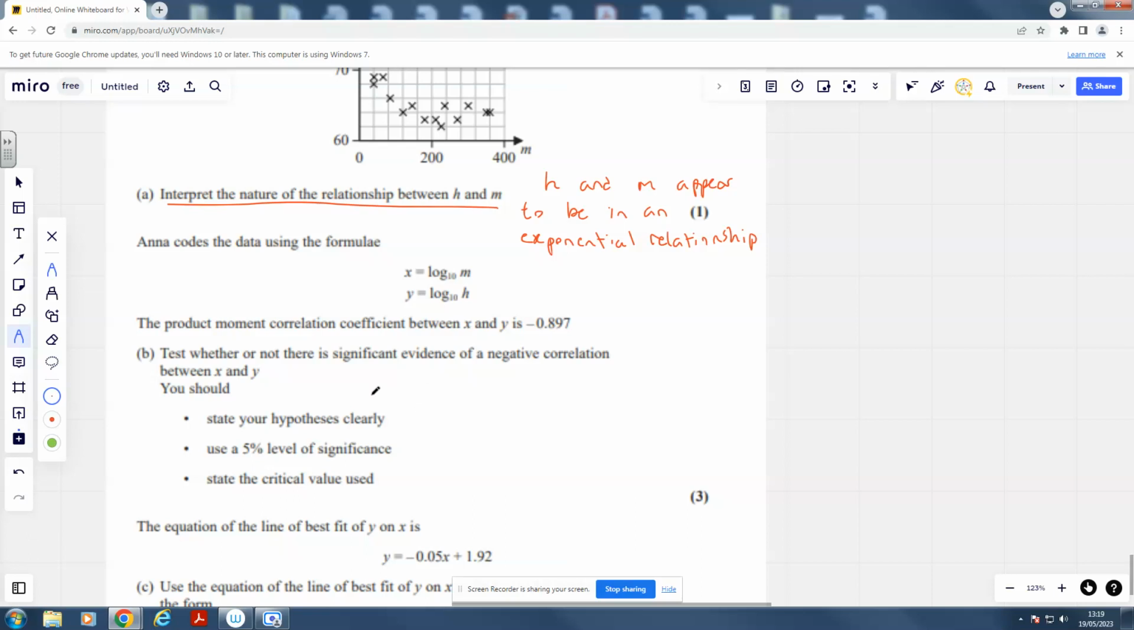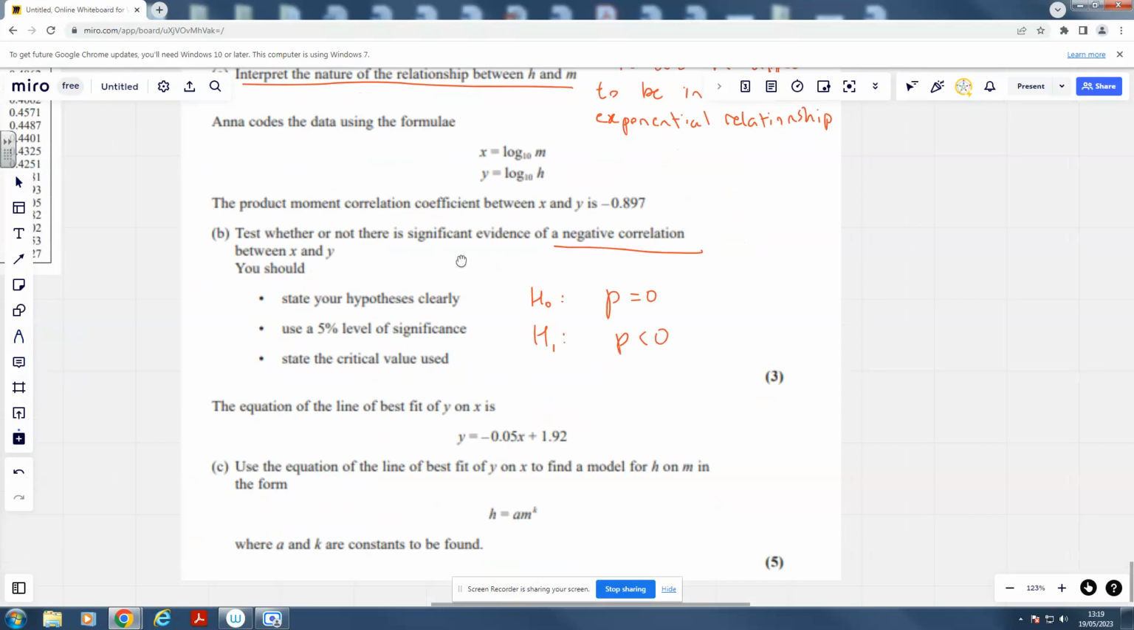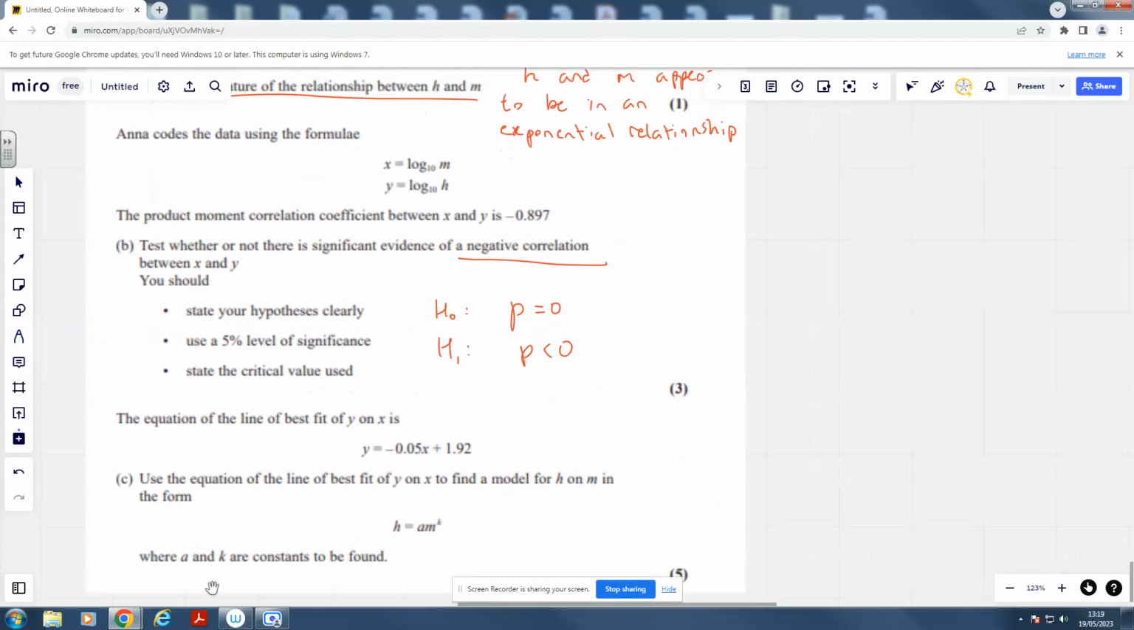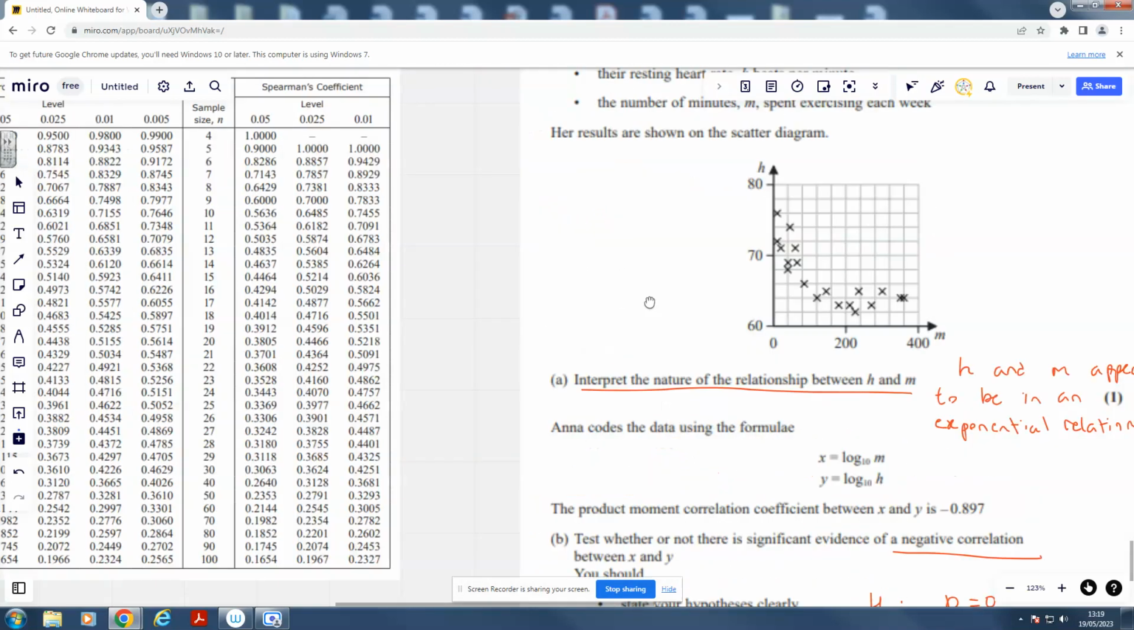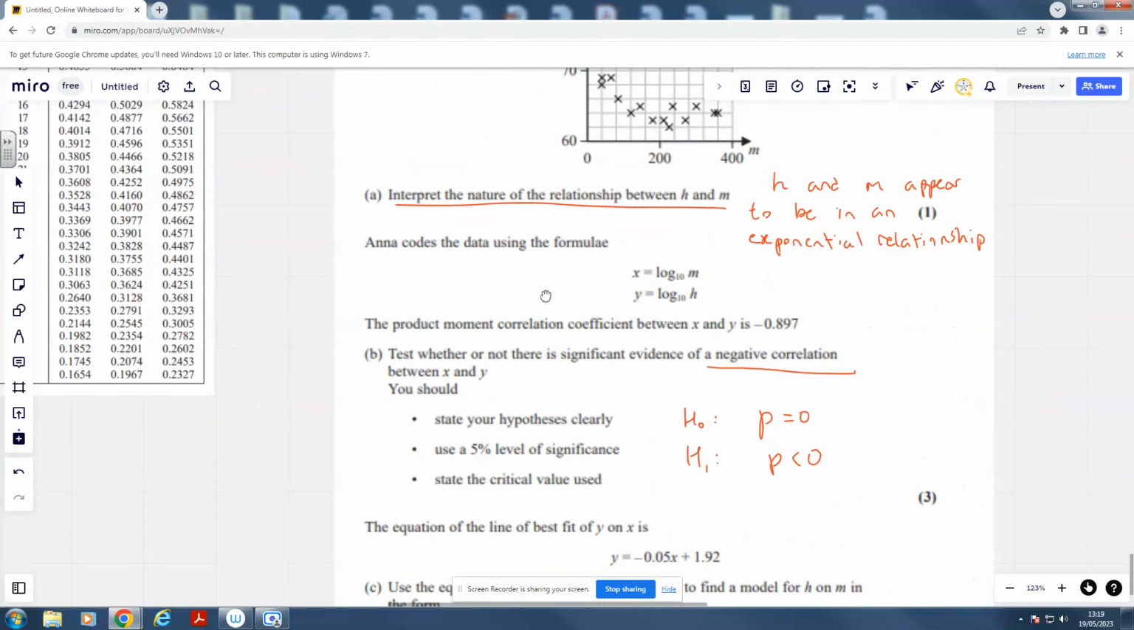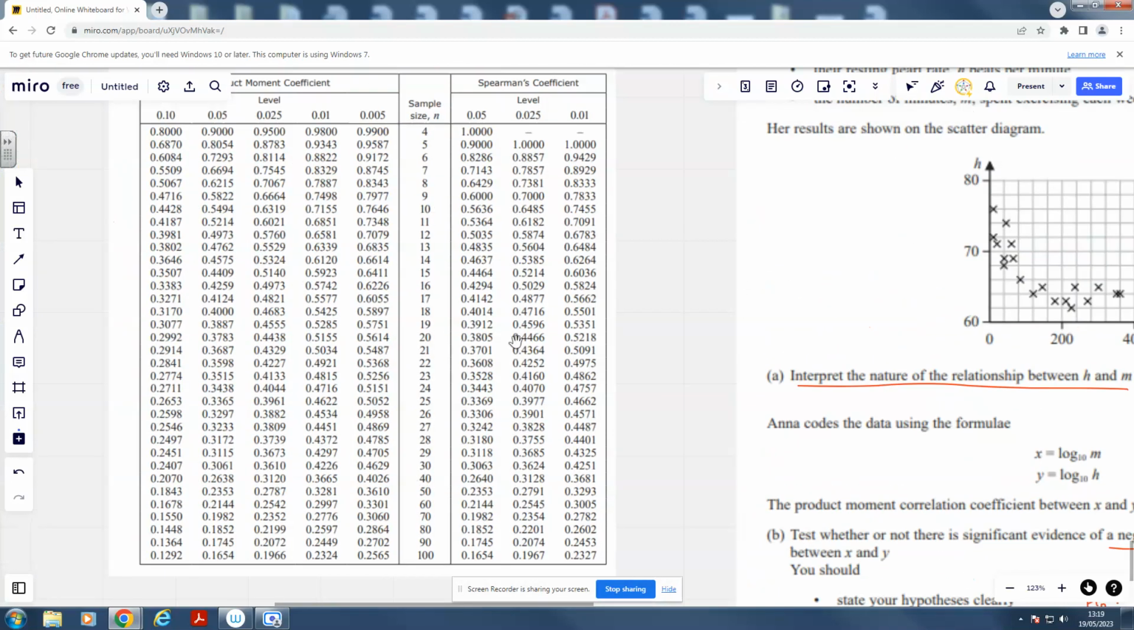Anyway, what do they want us to do? They want us to test whether or not there's significant evidence of a negative correlation. State your hypothesis clearly. Okay, H0: rho equals 0. H1, one-tailed test: rho is less than 0. They do a negative correlation every time on these as well. State the critical value used. Okay, well, N is 19, I think, and 5%, I'm guessing. Never guess, but it's 5%.